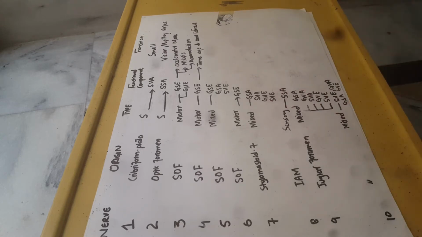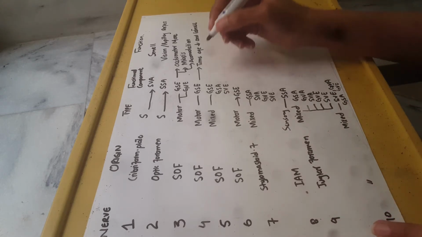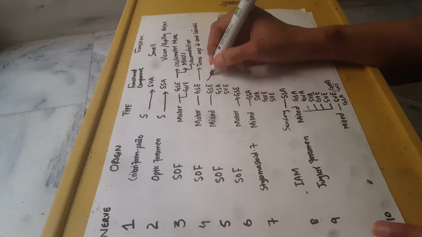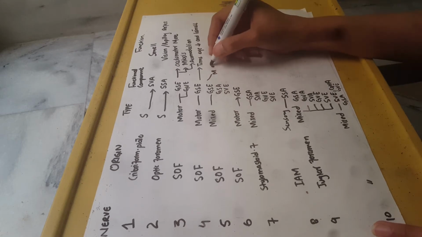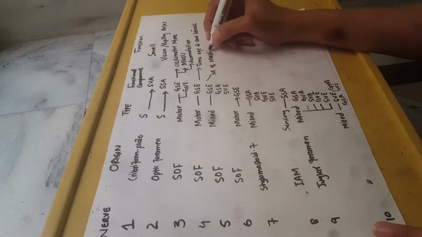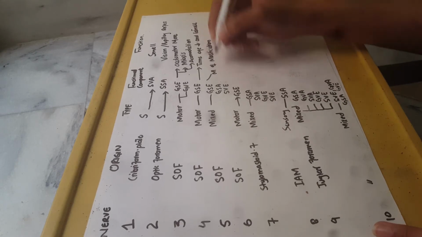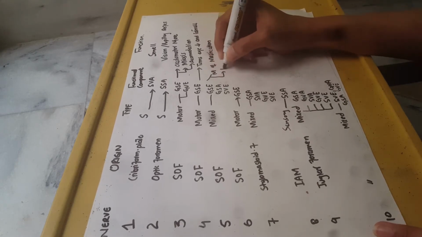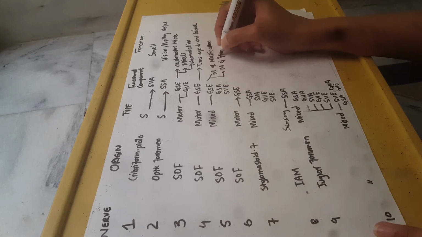Now the main function of it is supplying the muscles of mastication. It has no function in turning the eye. It is supplying the muscles of mastication and the muscles of the face, right?